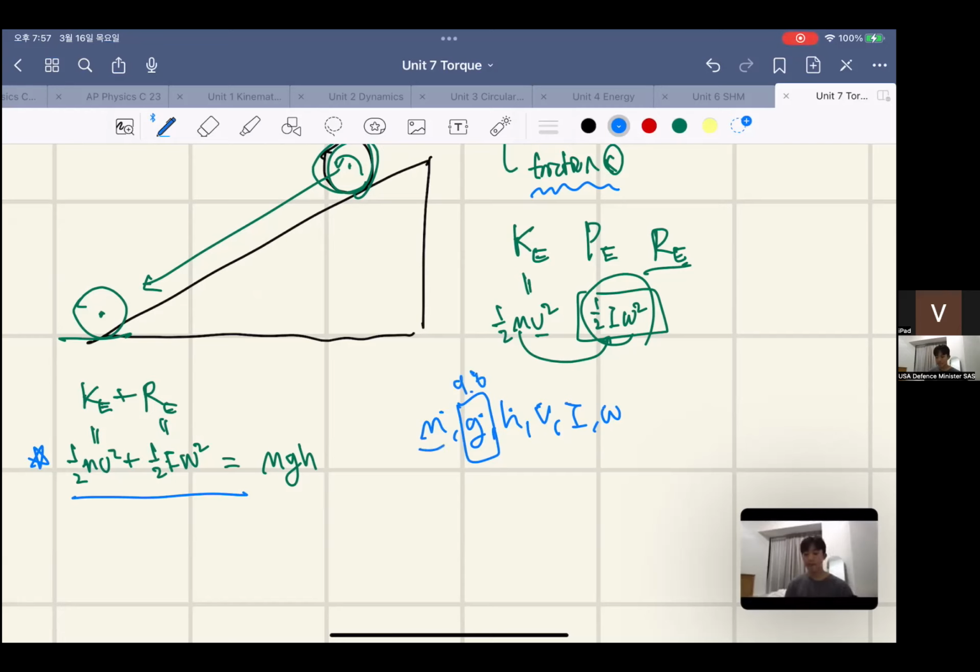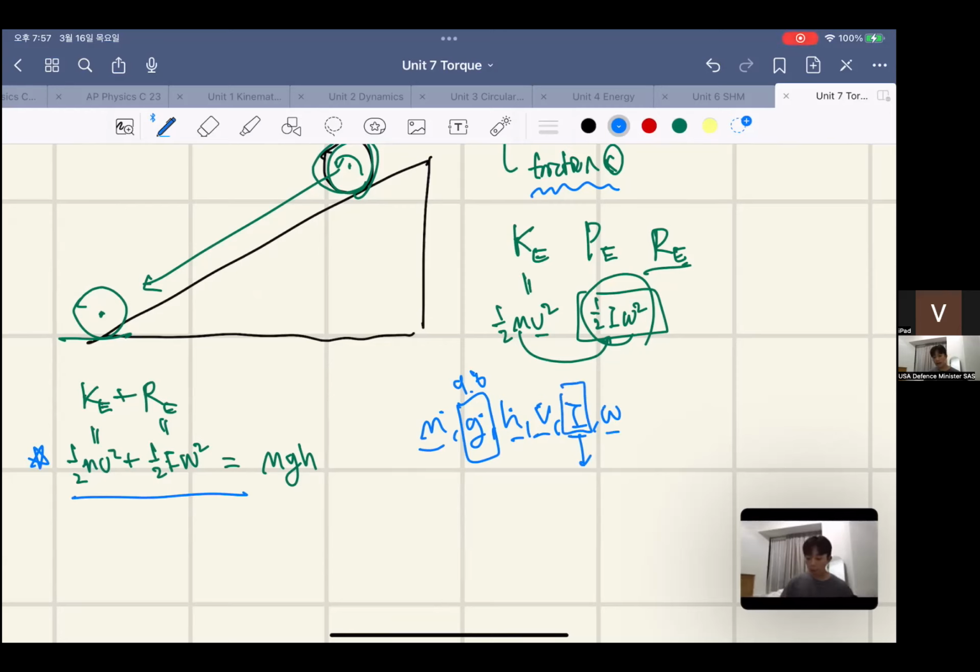M is indeed a variable. H is also a variable. But V, is V a variable? Well, it is a variable. Let's go back to this later. Is I a variable? Well, I is a rotational inertia. In AP Physics 1 level, the question will give you the value of I. It will give you the rotational inertia as a constant. So you can simply use the information from the problem for I.